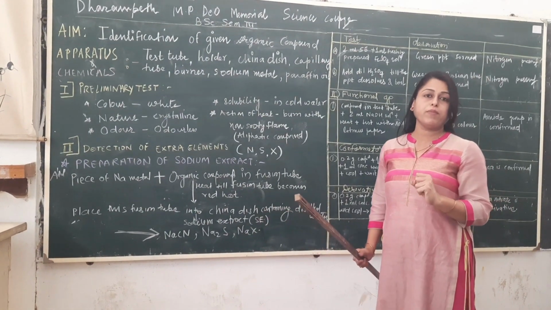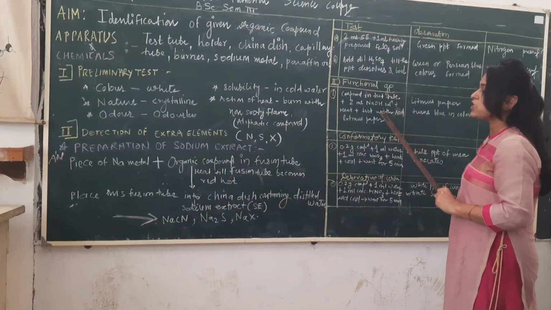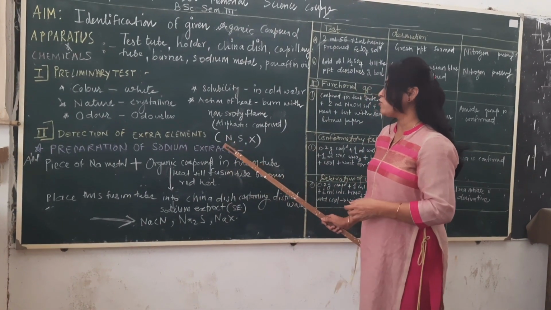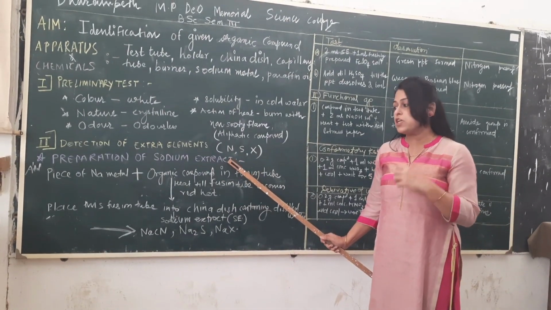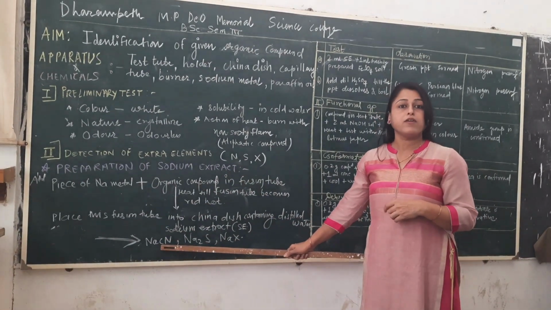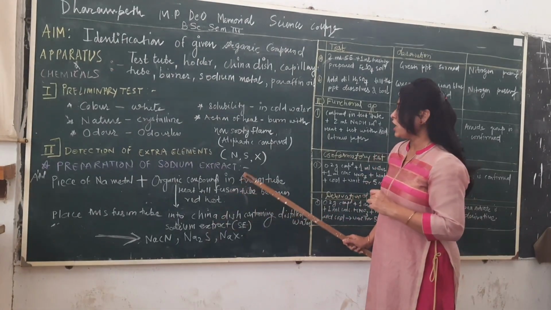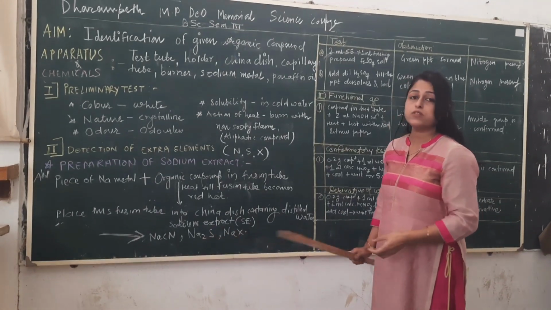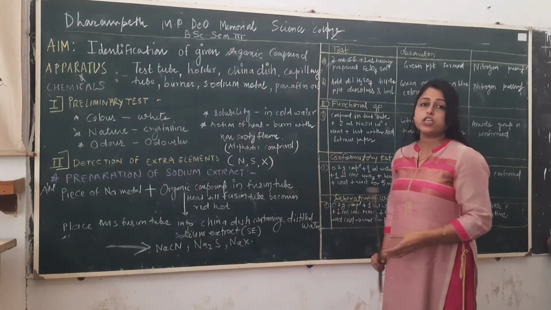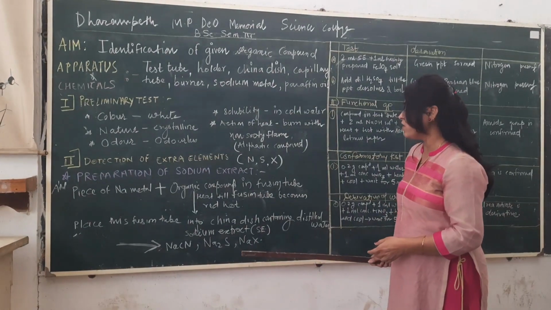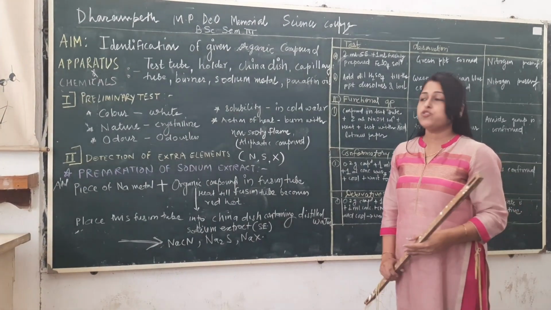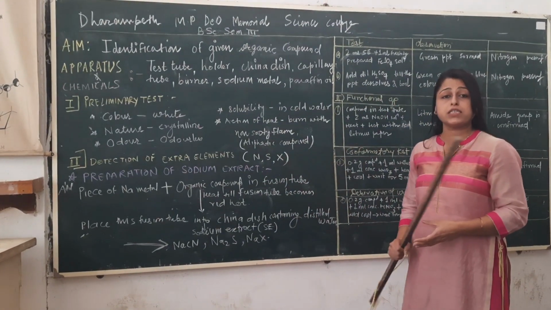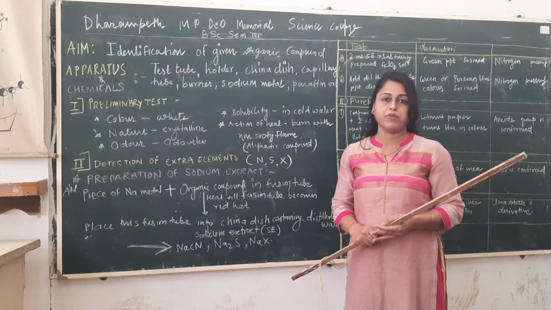From that sodium extract, we will perform different tests for the element detection. Now what will happen if nitrogen is present in the given compound, then it will convert into sodium cyanide when we prepare the sodium extract. If sulfur is present, it will change into sodium sulfate, and if halogen is present, it will be converted into sodium halide. Due to that, it will be easy to identify the extra elements present in the organic compound.